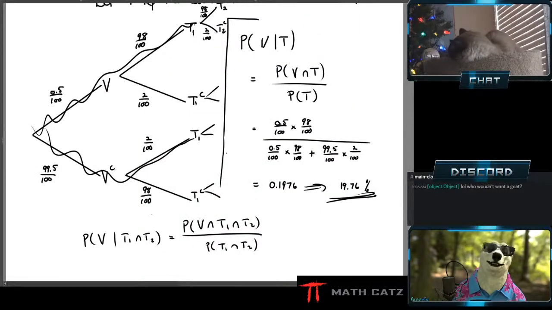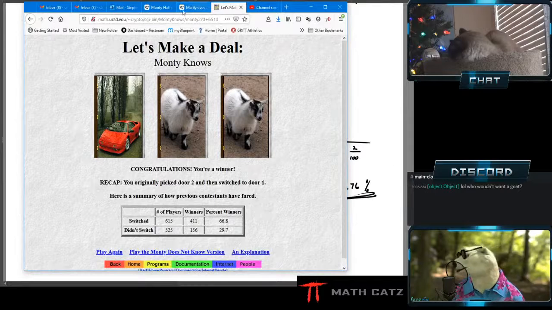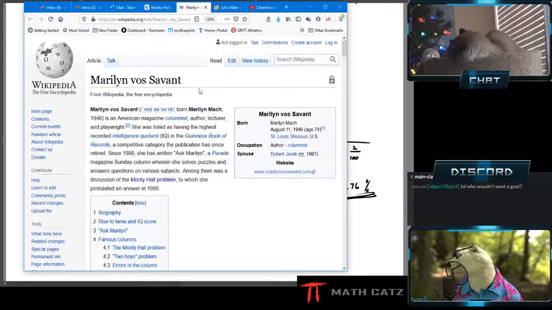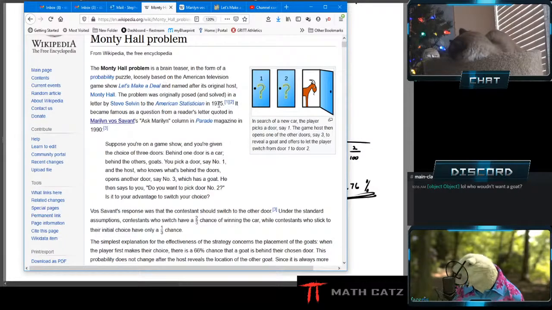Now, let me go back to this. This was presented very long ago, in 1975, in a column called Ask Marilyn, which was written by a person who, at that stage at least, held the Guinness World Record for the highest IQ. She answered this question, and then people didn't like the answer.